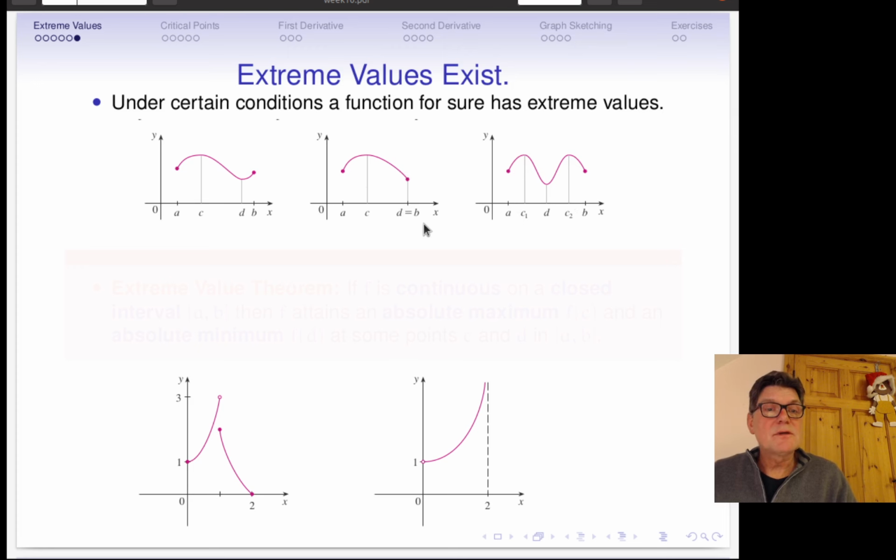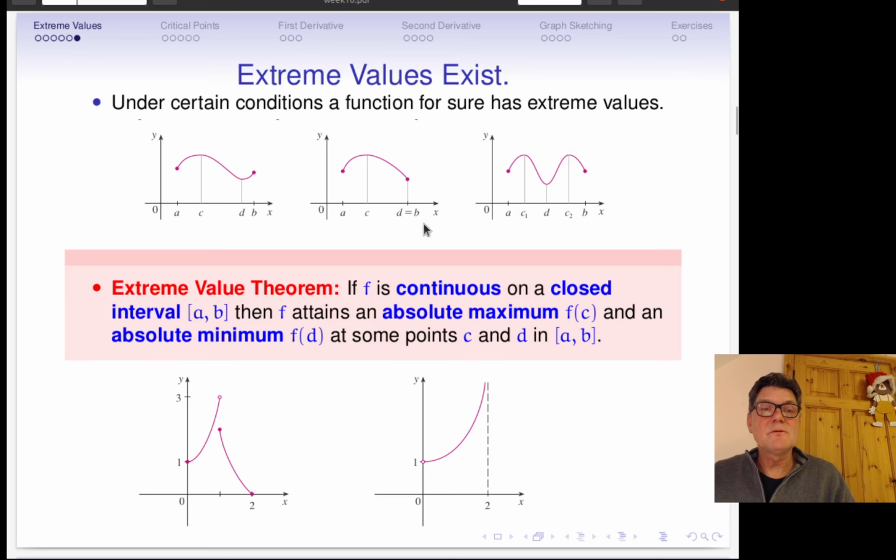And so this is about existence of extreme values. It's called the extreme value theorem, and it says if your function f is continuous, that's one of the hypotheses, and defined on a closed interval from a to b, a closed interval on the x-axis, then f attains an absolute maximum f of c and an absolute minimum f of d at certain points c and d in the interval. And that's the theorem which describes exactly the situation we see in these 3 examples.